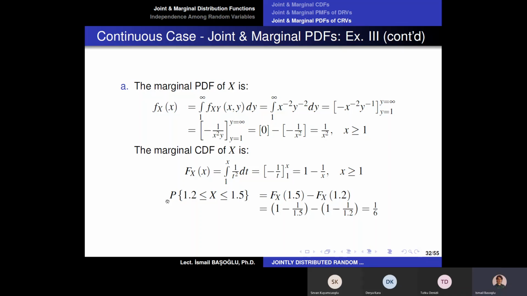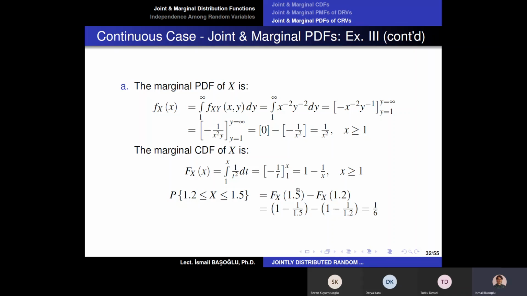Now, the last part is this. What is the probability of the profitability factor of the first investment to be between 1.2 and 1.5? And remember, for continuous random variables, such interval probabilities can be computed by subtracting the cumulative probability at the lower bound. So the lower bound is here. And we subtract the cumulative distribution function at the lower bound from the cumulative distribution function at the upper bound. So we calculate the CDF at 1.5 and subtract the CDF at 1.2 from that.